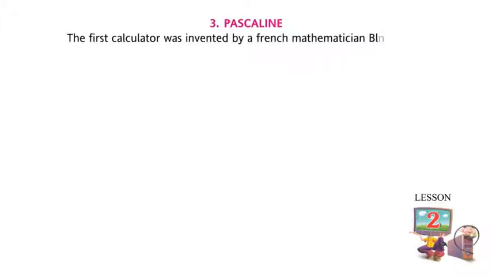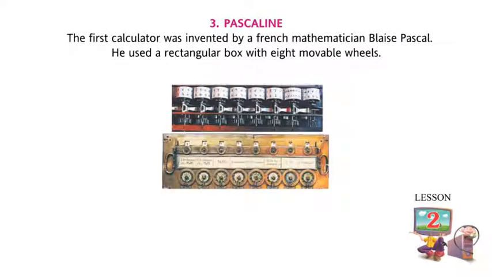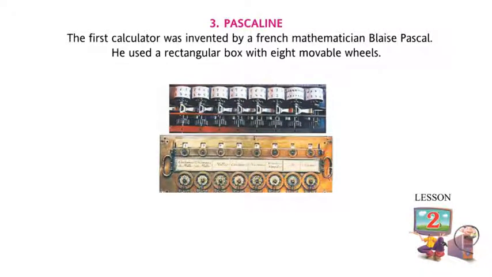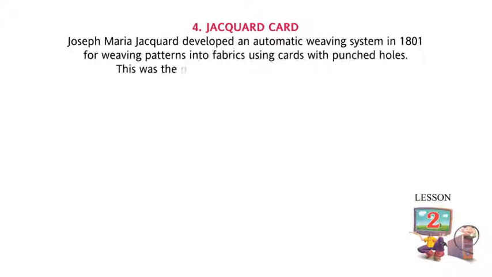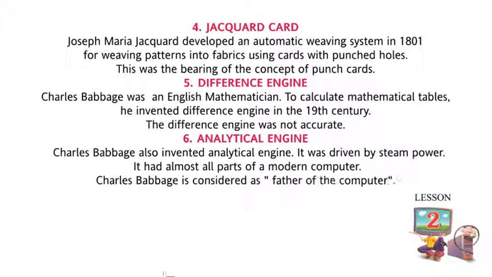3. Pascaline. The first calculator was invented by a French mathematician, Blaise Pascal. He used a rectangular box with 8 movable wheels. 4. Jacquard card. Joseph Marie Jacquard developed an automatic weaving system in 1801 for weaving patterns into a fabric using cards with punched holes. This was the beginning of the concept of punch cards.